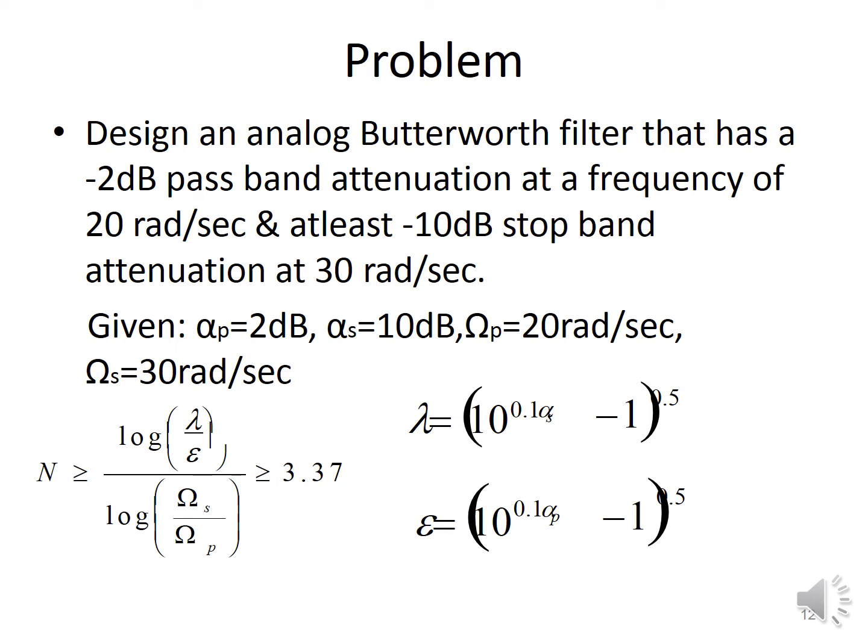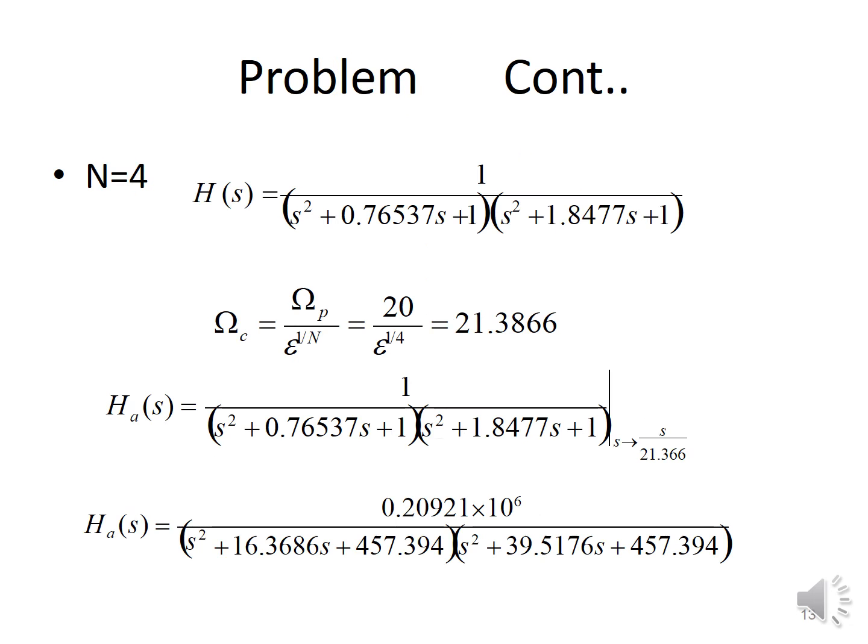Here the given specifications are pass band attenuation 2 dB, stop band attenuation 10 dB, pass band frequency omega p is equal to 20 radians per second, and stop band frequency omega s is equal to 30 radians per second. And the formula we already know, n is always greater than or equal to log of lambda by epsilon divided by log of omega s divided by omega p. By substituting the value we get 3.37. Second, we round to the next highest integer, so n is equal to 4.